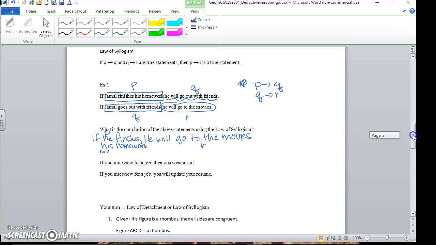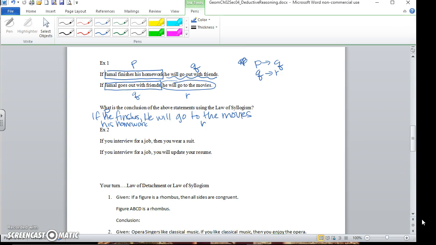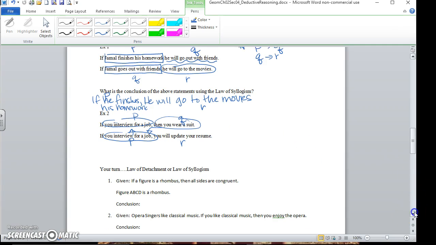All right, let's keep rolling with this. Look at example number 2. If you interview for a job, then you wear a suit. If you interview for a job, you will update your resume. So we have if P, then Q, if P, then R. Same statement as here. That's a problem. That is not law of syllogism. Law of syllogism goes from the conclusion that's here becomes the hypothesis in the next statement. So the conclusion from the first statement, notice, should be the hypothesis in the second statement, and that does not happen. So this is an invalid argument. All right, so this is invalid. We don't need to go any further from there.